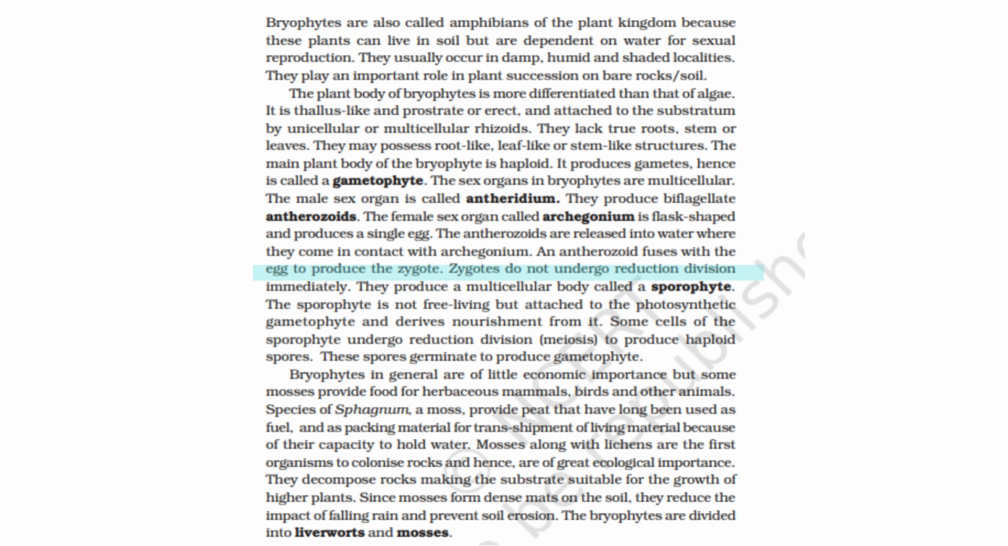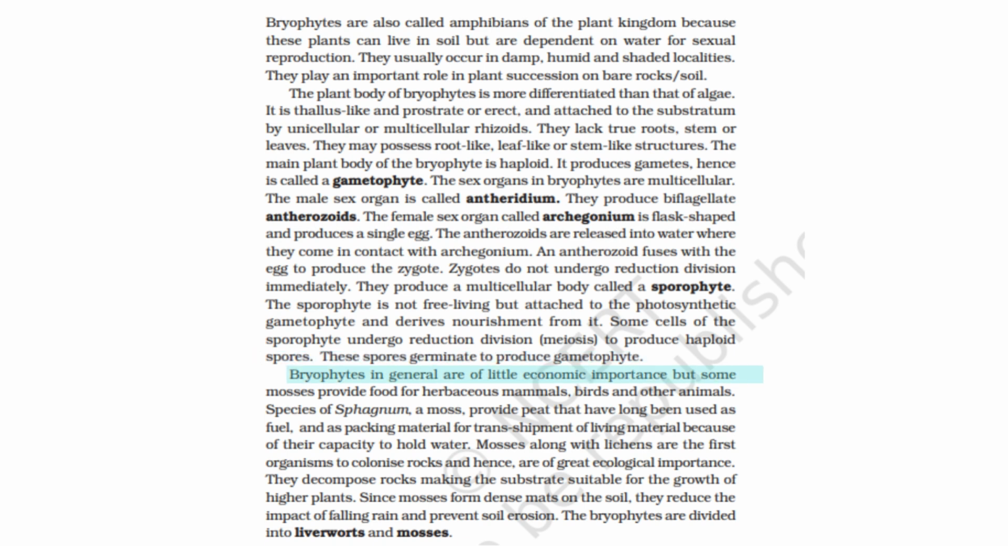Zygotes do not undergo reduction division immediately. They produce a multicellular body called a sporophyte. The sporophyte is not free living but attached to the photosynthetic gametophyte and derives nourishment from it. Some cells of the sporophyte undergo reduction division, meiosis, to produce haploid spores. These spores germinate to produce gametophyte.